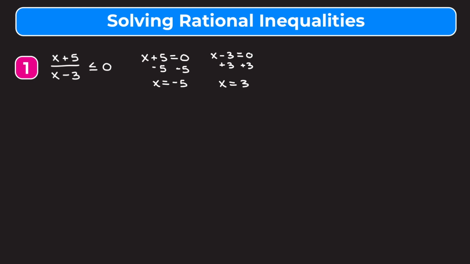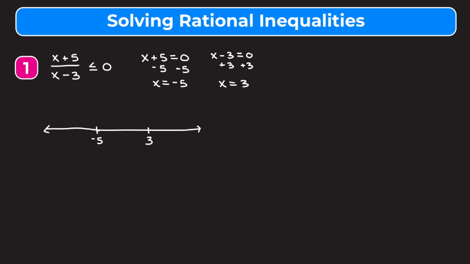These numbers are really important when we're solving problems like this. They are the numbers that we're going to put on a number line to make what's called a sign chart. So we're going to put x equals 3 and x equals negative 5. Before we start testing our sign chart, we want to think about whether or not our x values can actually be negative 5 and 3.